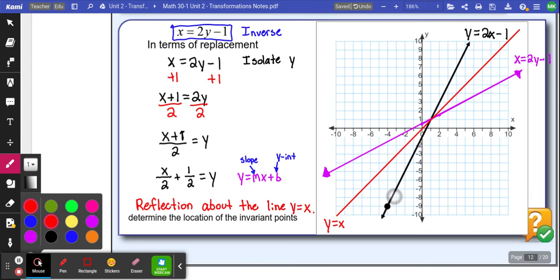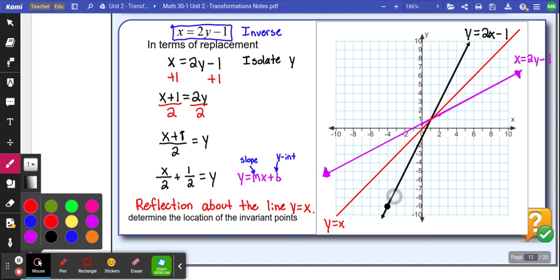Cool, right? We had talked, I think, last week about could you reflect about other things? Because we talked about reflecting over the x-axis and the y-axis. I said, yeah, you could. You could reflect over anything, technically. This is a situation where you've reflected about y equals x. You could reflect about y equals anything.